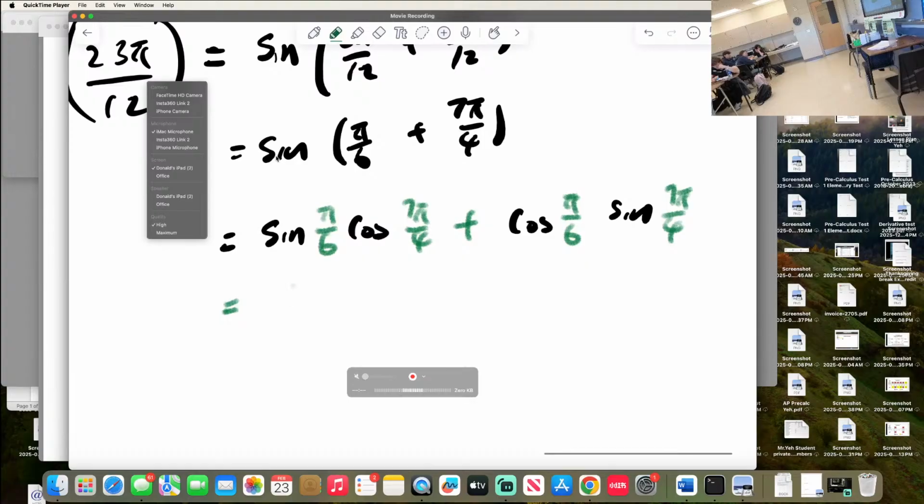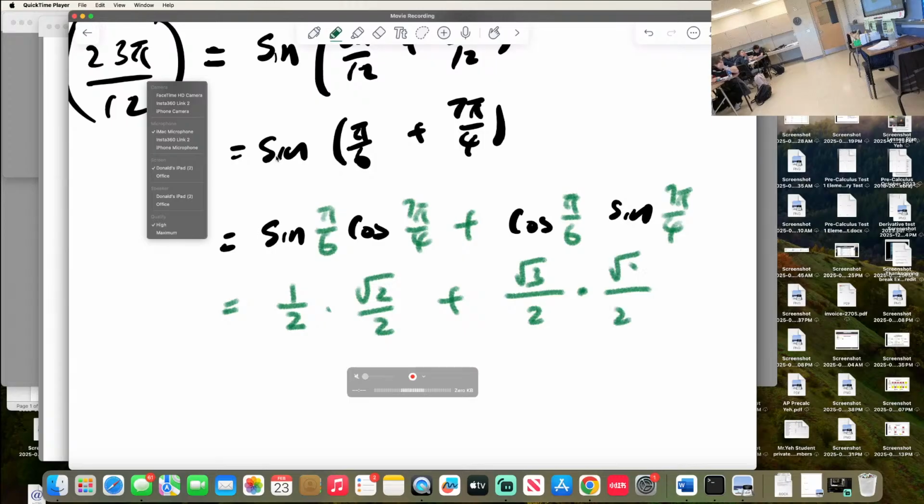So this one's gonna be 1/2, I think. And the sine of 7 pi over 4 is gonna be square root 2 over 2, positive. Is that okay? Plus cosine is gonna be square root 3 over 2, times negative square root 2 over 2, right? So it's going to be square root 2 minus square root 6 over 4, and that's your final answer.